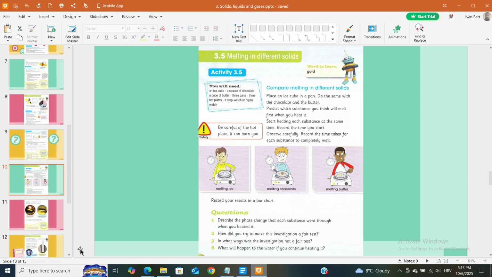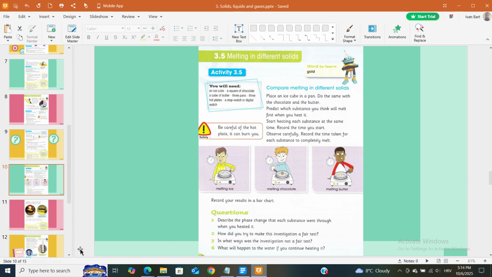Compare melting in different solids. Place an ice cube in a pan. Do the same with the chocolate and the butter. Predict which substance you think will melt first when you heat it. Start heating each substance at the same time. Record the time you start. Observe carefully. Record the time taken for each substance to completely melt.